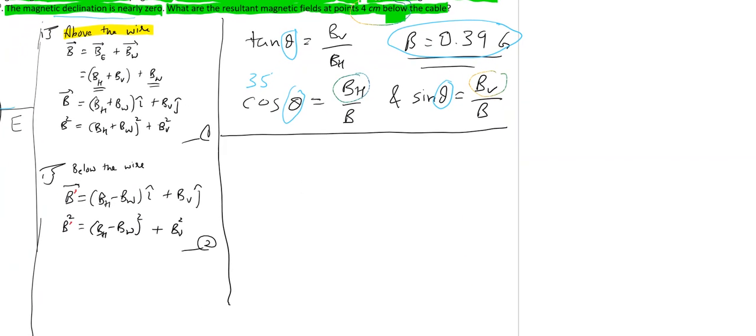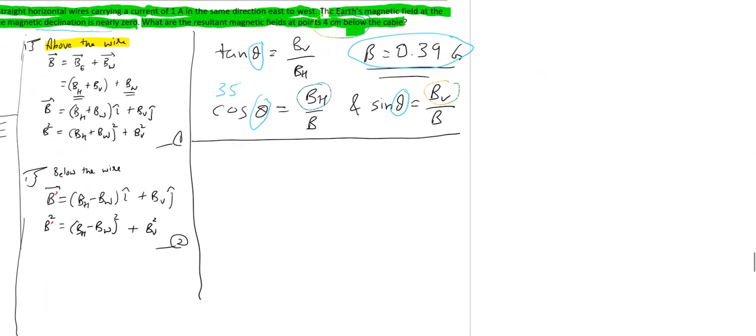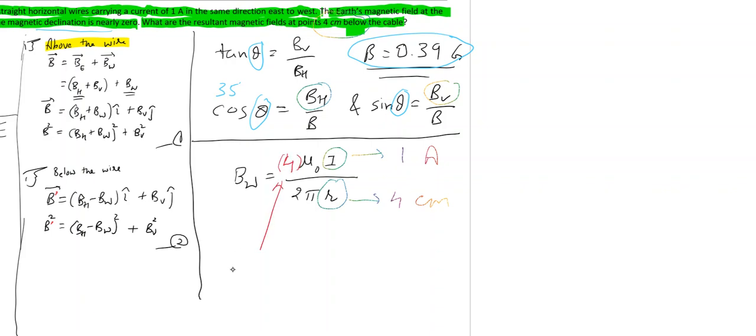Next, how do I find out field of wire? BW also I'll need. For straight wire the formula is mu 0 I by 2 pi r. How much is r? We want magnetic field at 4 centimeter distance, so r is 4 centimeters. How much is I? I is 1 ampere, but now I have 4 wires, and then I'll have to consider 4 here. Why 4? Because we have 4 wires. Whatever answer you get for mu 0 I by 2 pi r, multiply it with 4, and that is how you'll have BW.